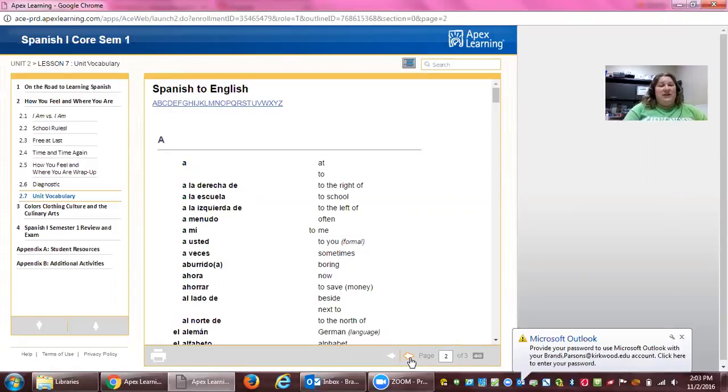A la derecha de, to the right of. A la escuela, to school. A la izquierda de, to the left of. A menudo, often. A mí, to me. A usted, to you. That's a formal you. Remember, somebody that you address with the title like Dr., Mrs., Mr. A veces, aburrido, aburrida, ahora, ahorrar, al lado de, al norte de, el alemán.